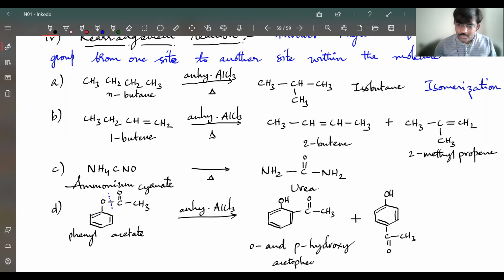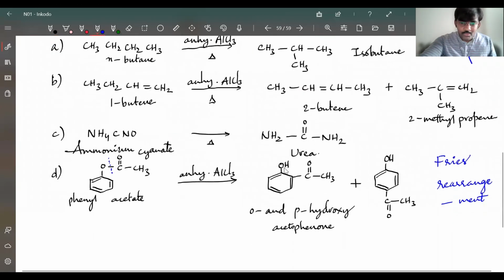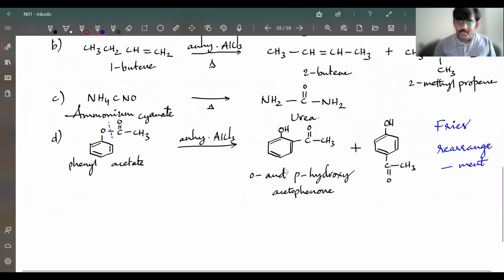And this particular reaction has a name, which is known as the Fries rearrangement. So phenyl acetate, when it is heated with anhydrous aluminum chloride, becomes ortho and para hydroxyacetophenone. And this particular reaction, we call it the Fries rearrangement.